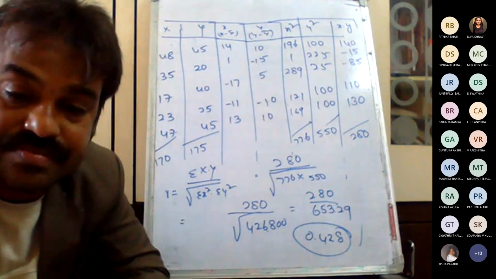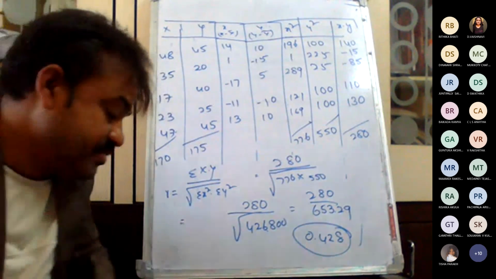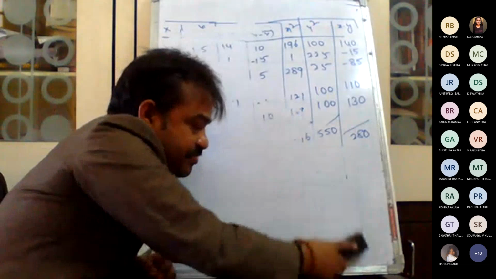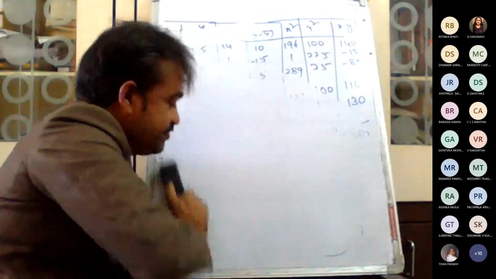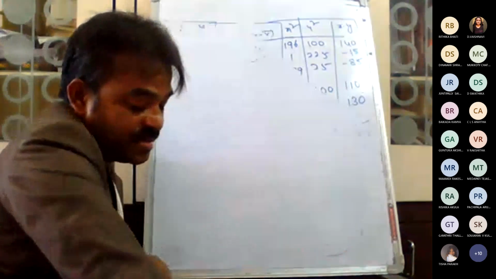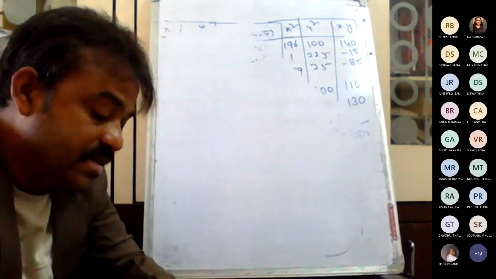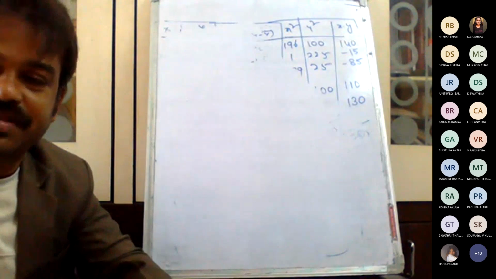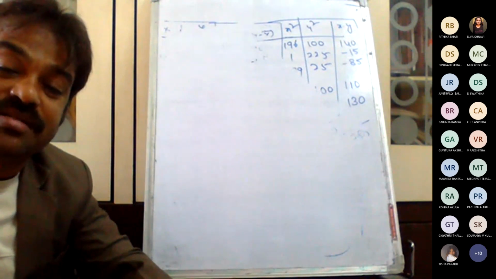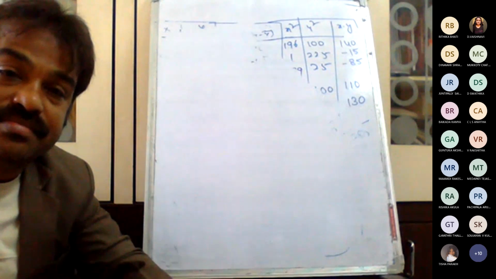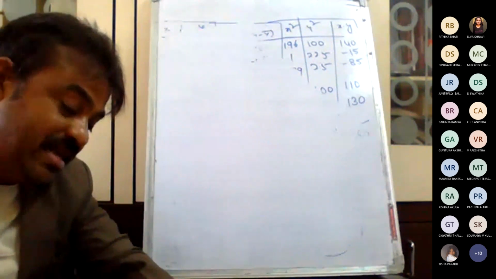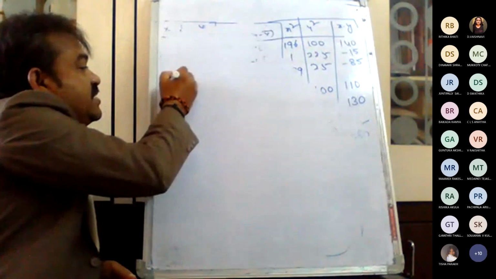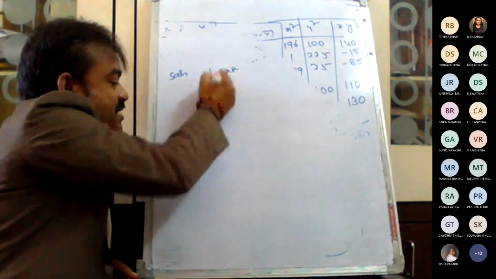Calculate the Karl Pearson coefficient of correlation between advertisement expenditure and sales. Can you repeat once again from the starting? Calculate the Karl Pearson coefficient of correlation between advertisement expenditure and sales.